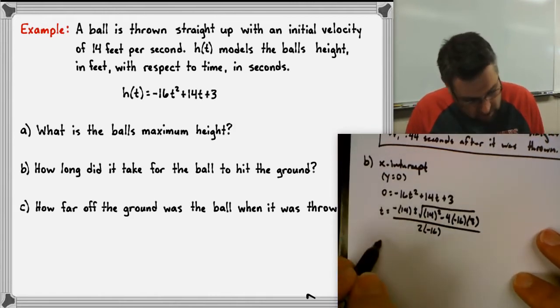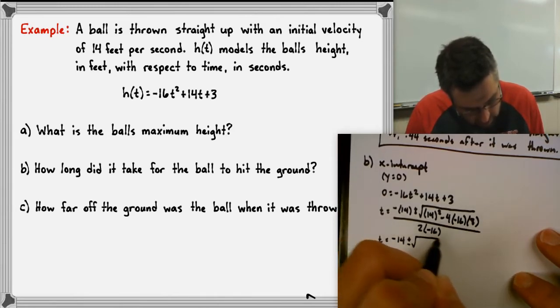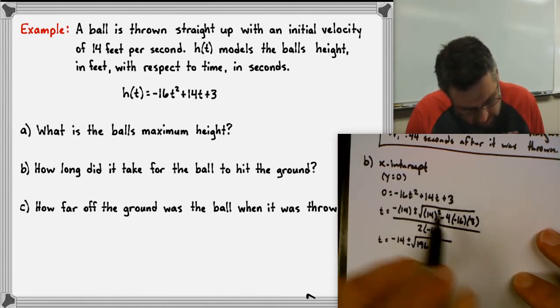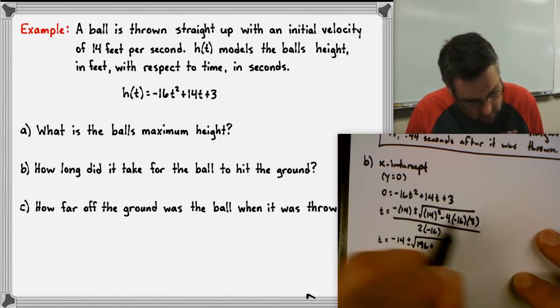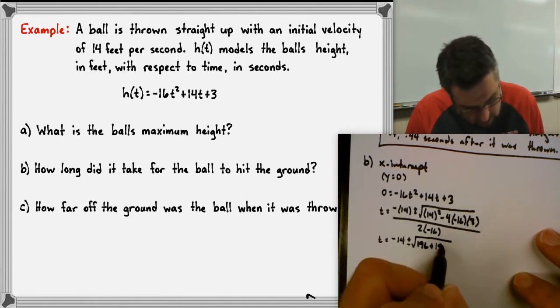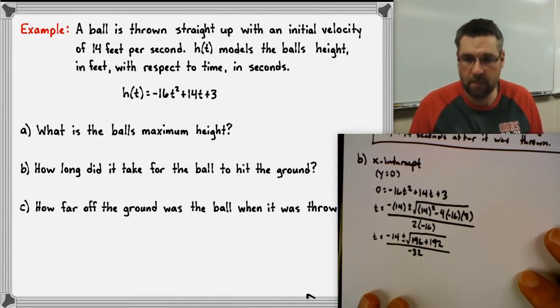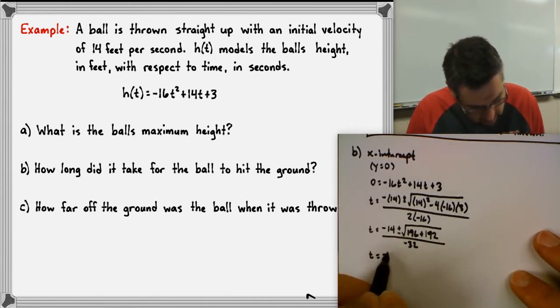Okay? And then we'll simplify the things there. So it's negative 14 plus or minus the square root of 196. And then negative times a positive is a positive. 4 times 16 times 3 is going to be 192. And then all over negative 32. Okay. Now from here, we're going to combine those terms inside the radical. So we have negative 14 plus or minus the square root of 388 all over negative 32.